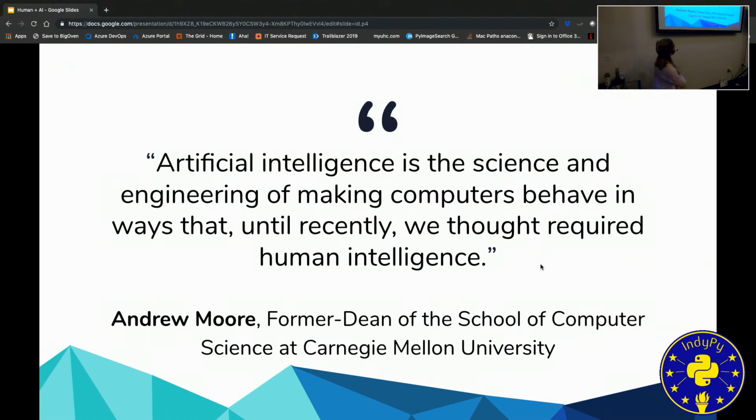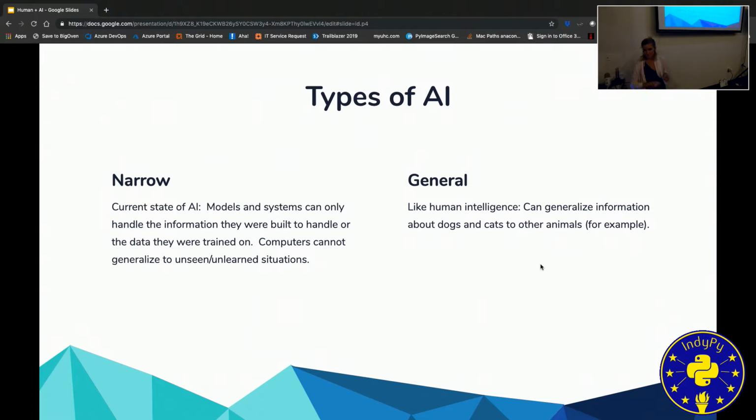My favorite definition of AI is that artificial intelligence is the science and engineering of making computers behave in ways that we always thought required human intelligence. So it's getting a computer to do something in a way that a human would do it, essentially. There are a couple kinds of AI. When you're talking about AI, there's what we call narrow intelligence and general intelligence.